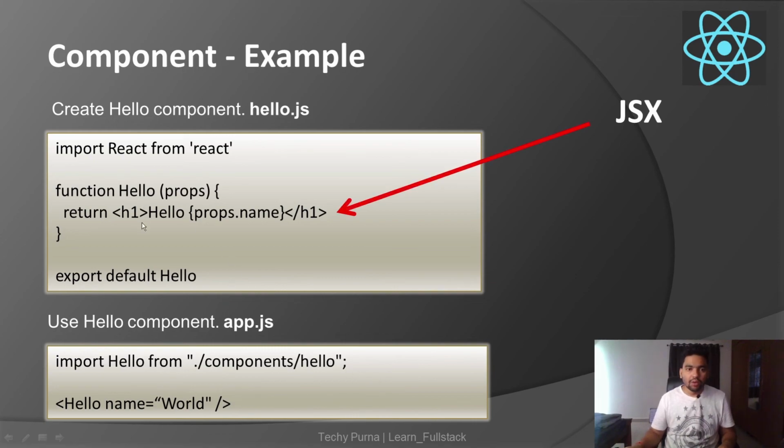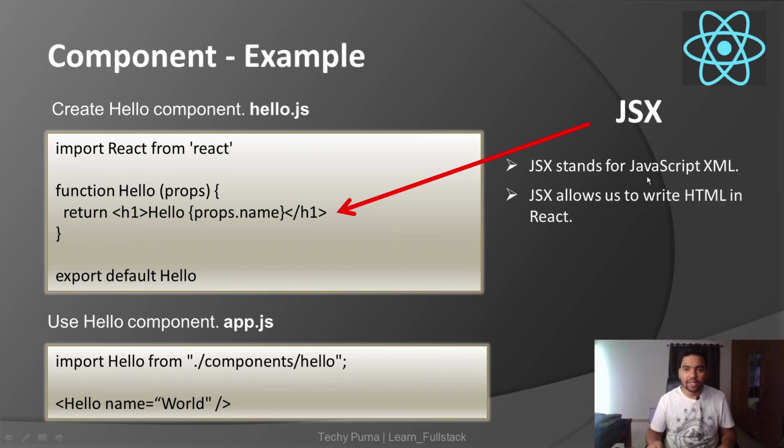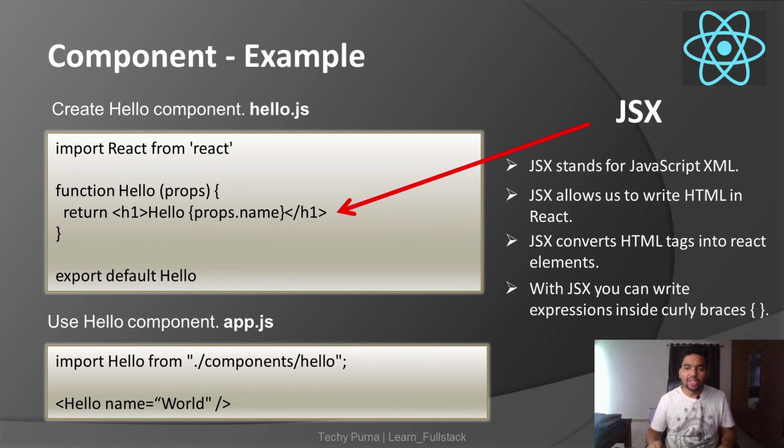This particular code, that return statement, is JSX. It is neither purely HTML nor JavaScript. It is JavaScript and XML, where HTML is in XML form. So it is a mix of both JavaScript and XML. JSX stands for JavaScript XML. JSX allows us to write HTML in React. JSX converts HTML tags into React elements. With JSX you can write expressions inside curly braces, and the expression can be a React variable, properties, or any other valid JavaScript expression.